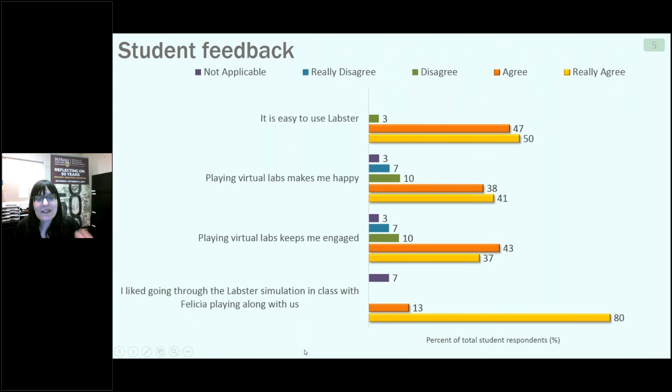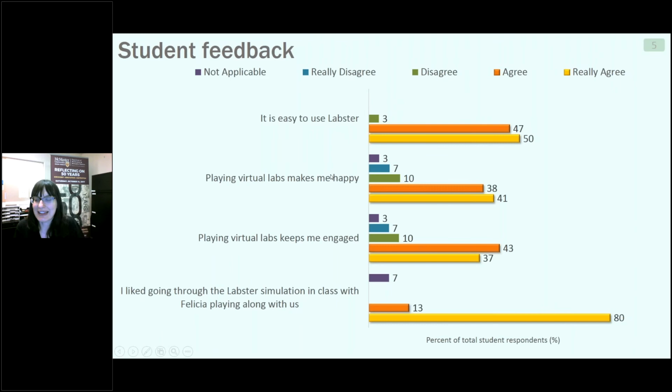I'm describing here four of them on the left of this bar graph. And I've asked them to rank each of these statements on a 5-point Likert scale. So really agree, agree, disagree, really disagree, or not applicable. So for example, you will notice here, the numbers here are the percent of total student respondents, just to give you a layout of the land here.